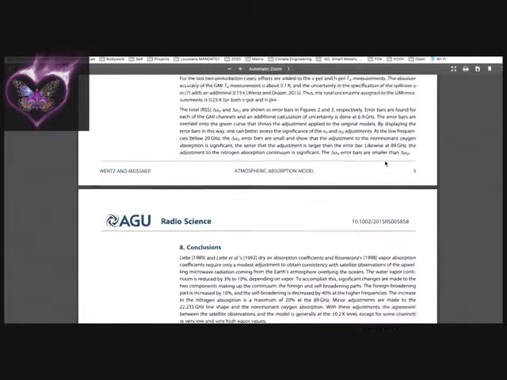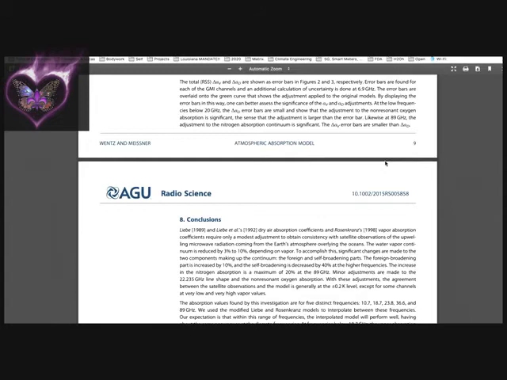Let's see what the conclusions tell us. Dry air absorption coefficients, 1989 and 1992. Is this like studying the Doppler rollout? The last dry air absorption coefficients and Rosenkranz's 1998. Vapor absorption coefficients require only a modest adjustment to obtain consistency with satellite observations of the upwelling microwave radiation coming from the Earth's atmosphere overlying the oceans.